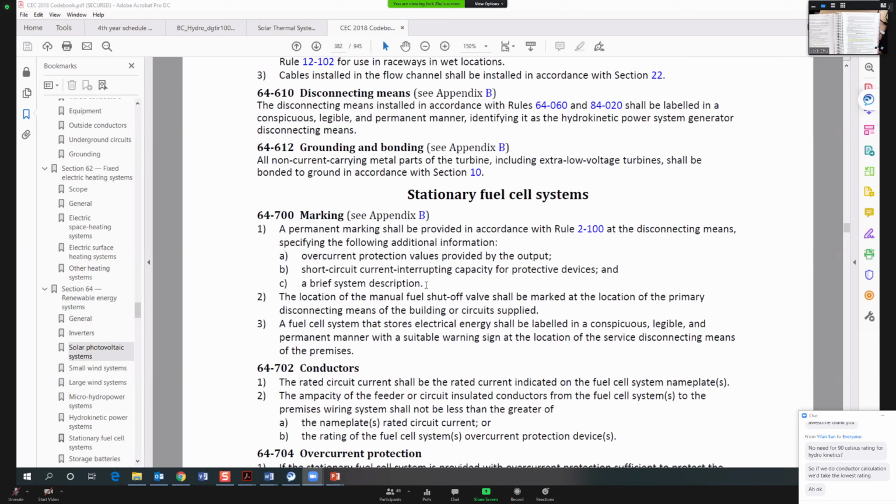Brief system description. That's for sub-rule 1, sub-rule 2. The location of a manual fuel shutoff valve shall be marked at the location of the primary disconnect means of the building or circuit supply. Because if anything goes wrong, you have to know where to shut off the fuel. You don't want to keep feeding the hydrogen fuel into the building. It might cause fire or explosion.